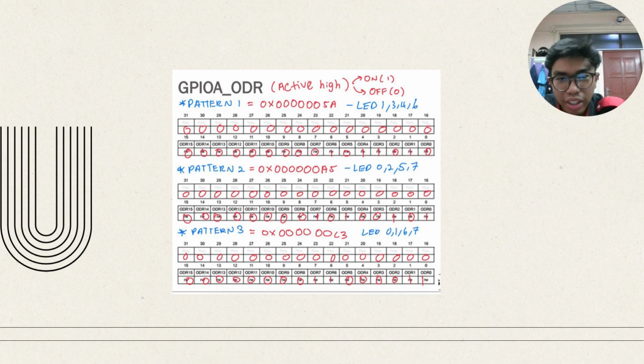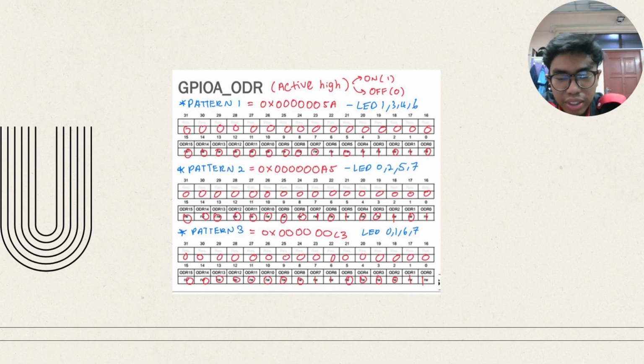For GPIO ODR, the output connection is active high because the LED is connected to the ground. So with active high, we set the value 1 for on and value 0 for off. For pattern 1, when switch 1 is pressed, LED 1, 3, 4 and 6 will be on. So we set value 1 for LED 1, 3, 4 and 6. For pattern 1, we get the value 00000058.